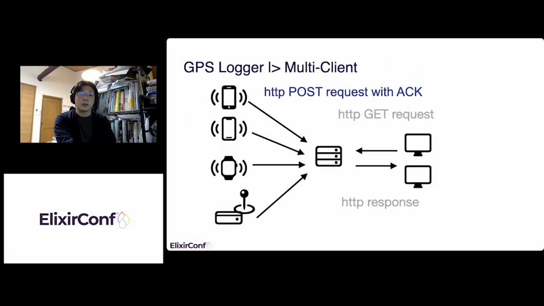This slide shows communication between the clients, including the logger and the viewer, and the server. First, we focus on communication between the loggers and the server on the left side. This is done over HTTP POST with JSON. Next, we focus on the communication between the server and the viewer on the right side. Each viewer shows the location of the logger, sends an HTTP GET request and receives the response.